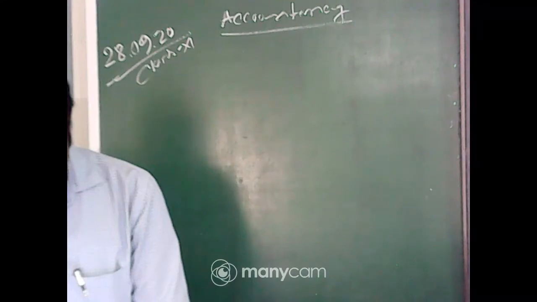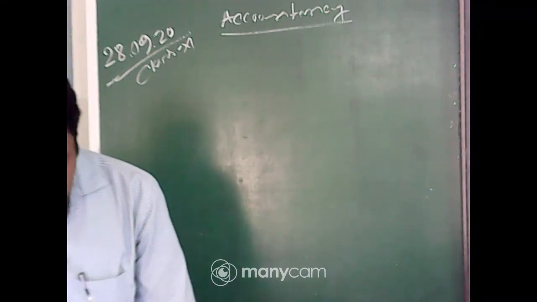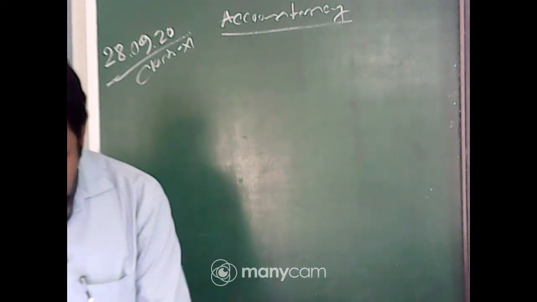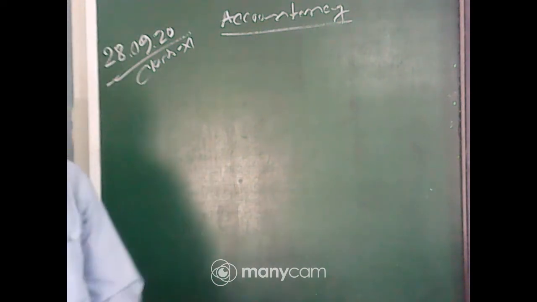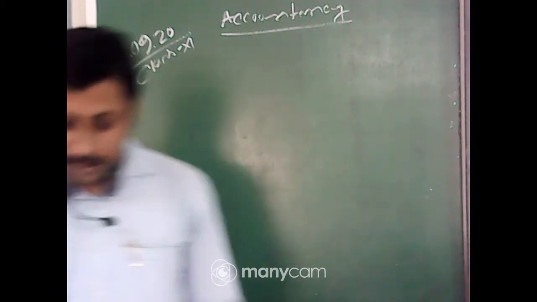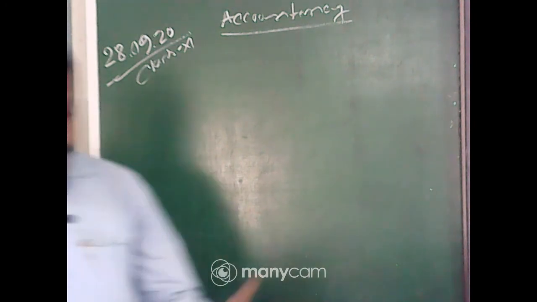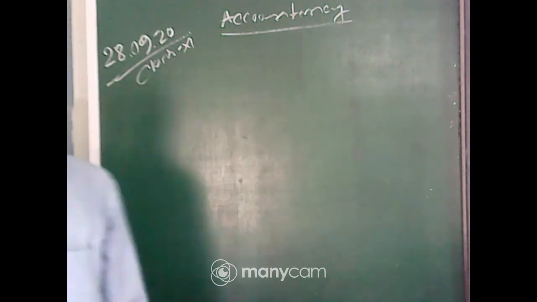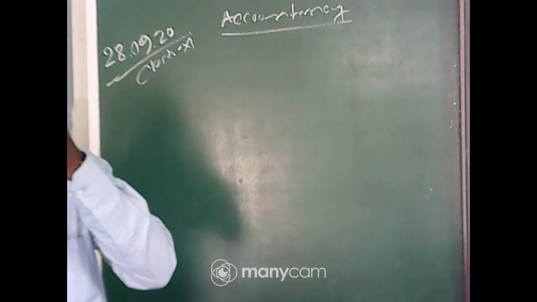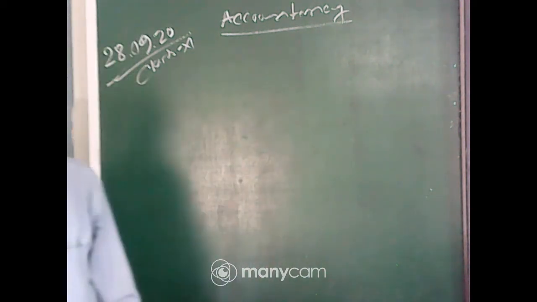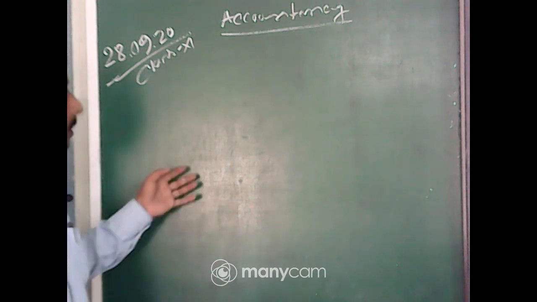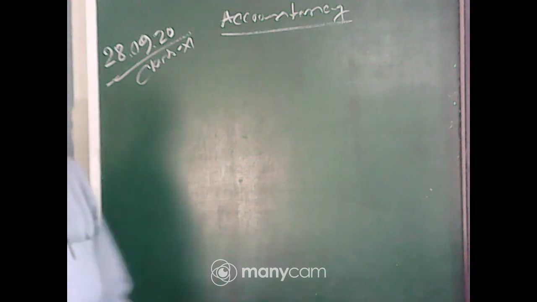In the depreciation chapter we have already started, and we discussed the straight line method: what is the procedure, what is the cost of the machinery, and how can we determine it. I also took a class on Saturday, but most of the students were not present on Saturday.